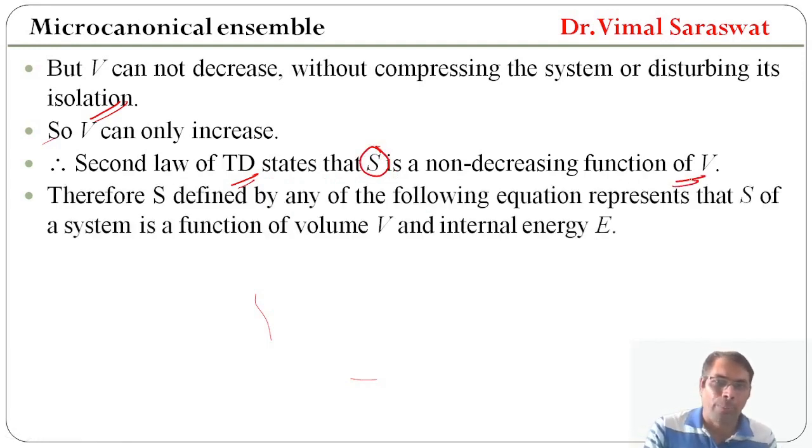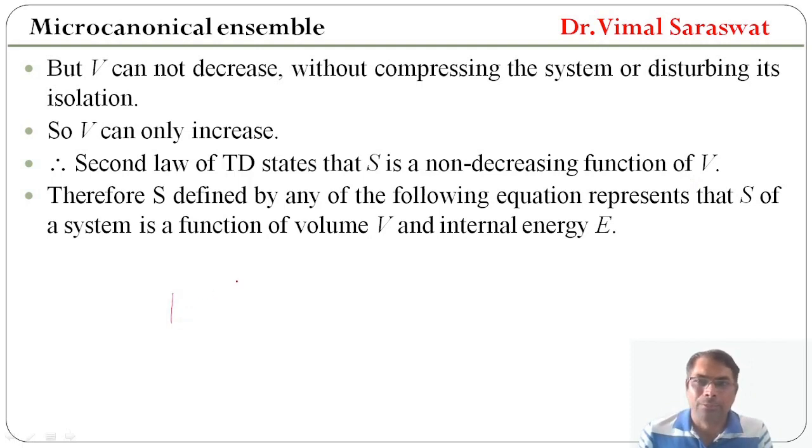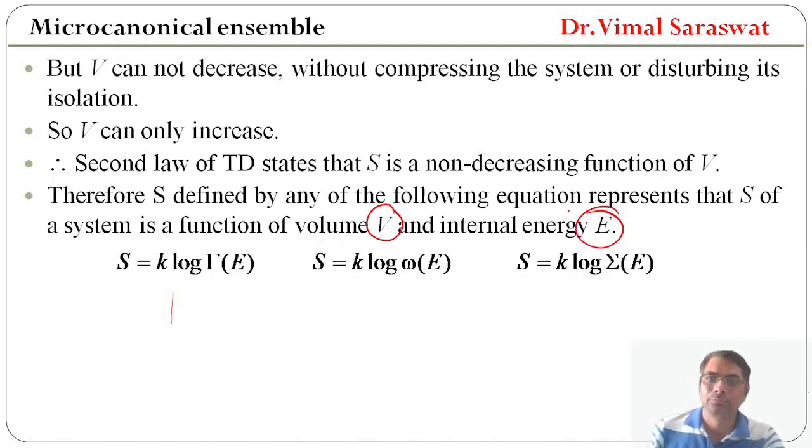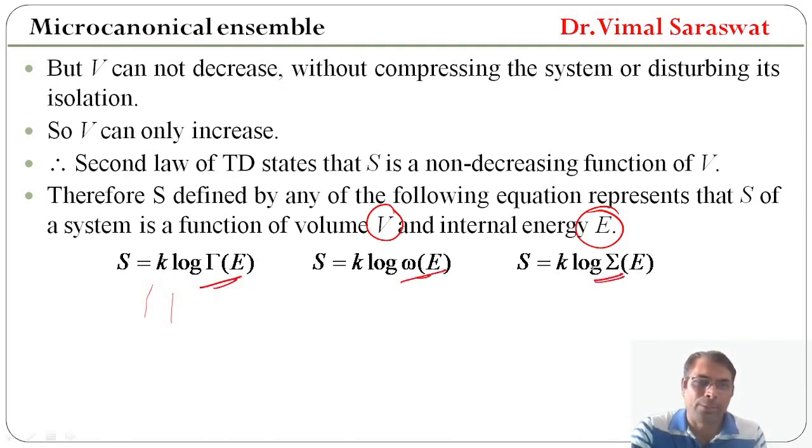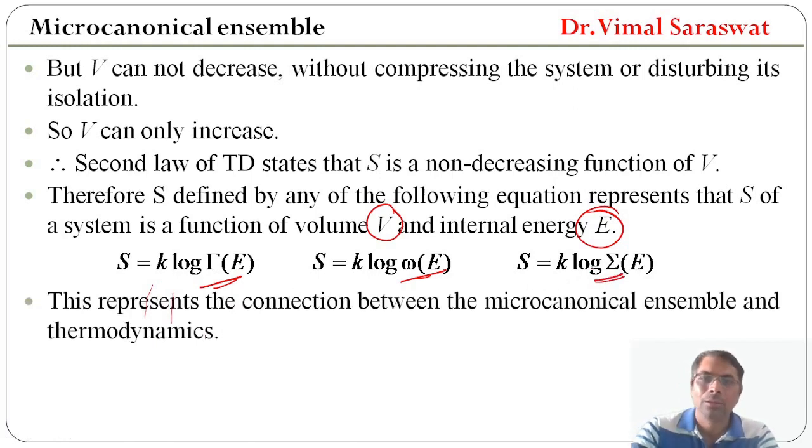Therefore, entropy defined by any of the following equations represents that S of a system is a function of volume V and internal energy E. Since S equal to k log γ(E), S equal to k log Ω(E) and S equal to k log Σ(E), this represents the connection between the microcanonical ensemble and thermodynamics.